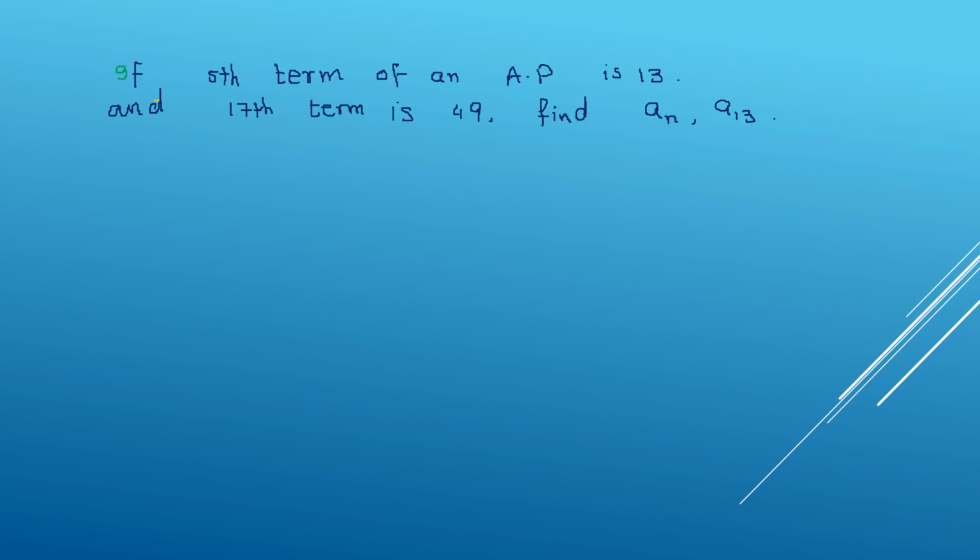So here in this problem, it says that the fifth term of an AP is 13 and the 17th term of an AP is 49, so we need to find a_n and a_13. As given, a_5 is 13, and a_17 is 49. What we need to find is a_n. Since this is an AP, a_n will be equal to a_1 plus (n minus 1) times d.